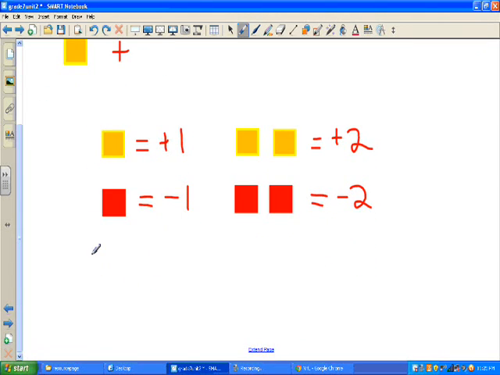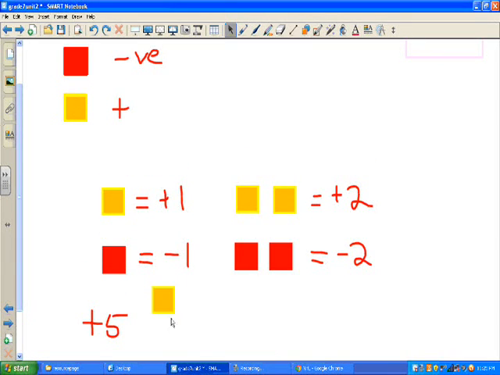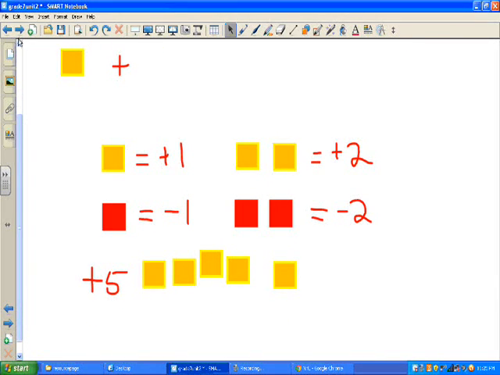So if I said represent the number plus 5, I would have to show that by getting 5 of these blocks. 1, 2, 3, 4, and then I'm going to need one more to give me 5. There. So I've got 5, 1, 2, 3, 4, 5, so that represents plus 5.